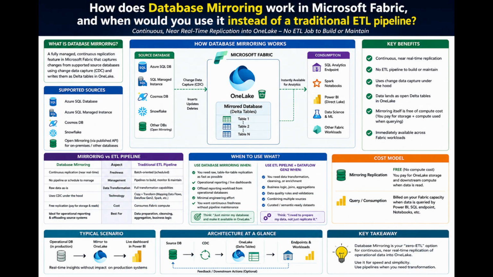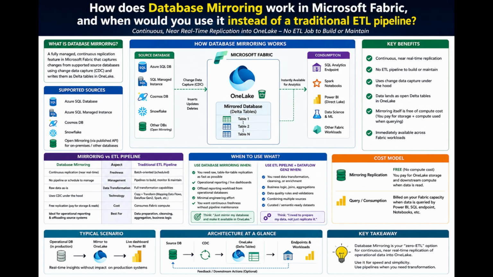A couple of follow-ups worth preparing for: if the interviewer asks, what's the latency? Say it's near real time, typically seconds, not the minutes to hours you would get with a scheduled pipeline. If they ask, what if the source is not natively supported? That's where open mirroring comes in, letting other systems push changed data into a mirrored database through the documented API. So the pattern still applies even outside the native connector list.